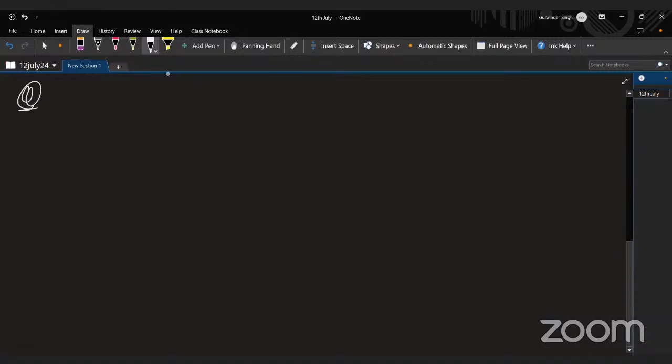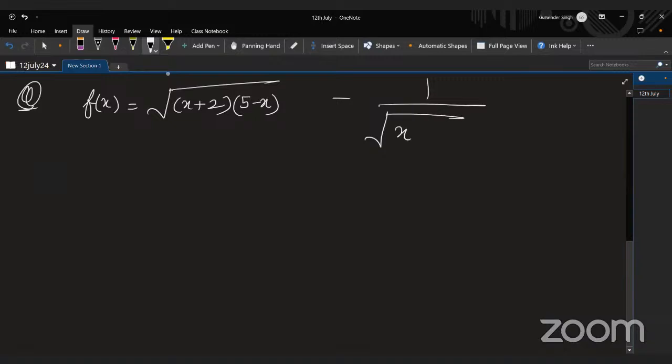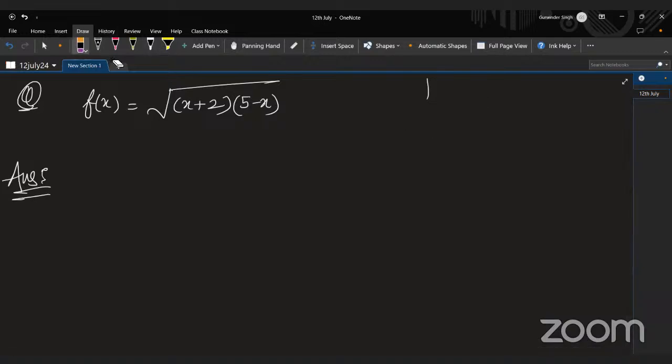Similarly, I have one more problem. f of x is equal to under root of x plus 2 multiplied by 5 minus x, minus 1 by under root of x square minus 4. Find its domain. I wrote it quickly.